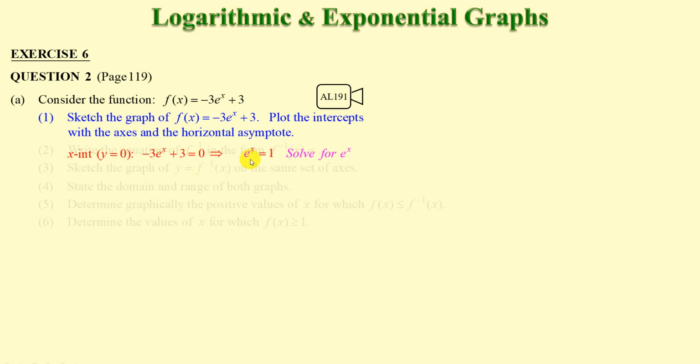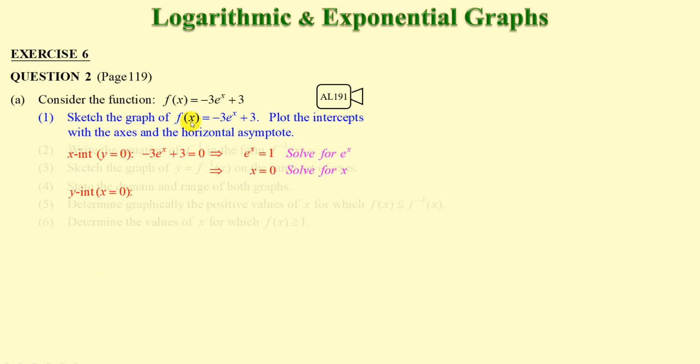And I've gone straight to the answer. It's a pretty straightforward system. Solve for x. Remember, all you have to do is e to the naught is 1. So therefore x equals 0. The y-intercept, x is 0.